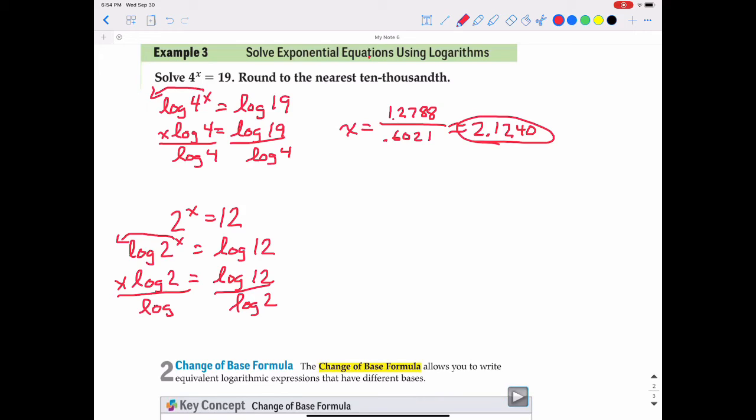So when you take the log of 12, the log of 12 is about 1.0792. And you'll divide that by the log of 2, and that is approximately 0.3010. And when you divide that out, the log of 12 divided by the log of 2, you get approximately 3.5850.